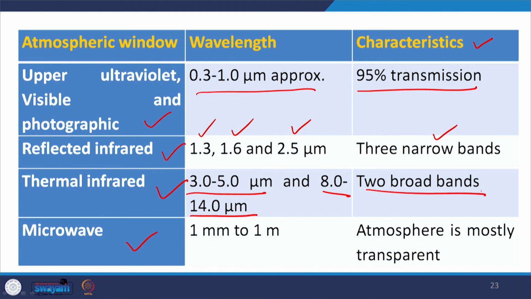So, if we are talking about thermal infrared images, sensors designed to operate in this wavelength part can detect thermal changes. Then in the microwave, 1 millimeter to 1 meter, the atmosphere is mostly transparent. So, these atmospheric window regions are very helpful to us in order to carry out the correct selection of the data.